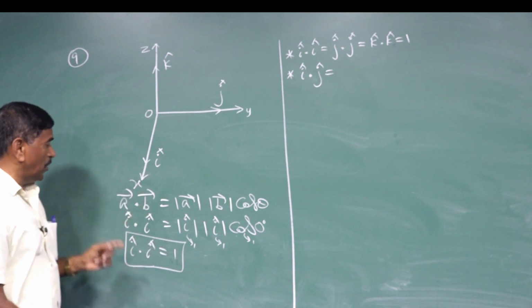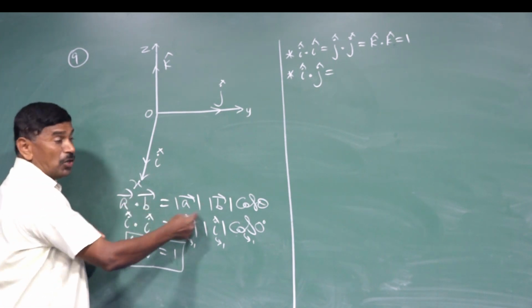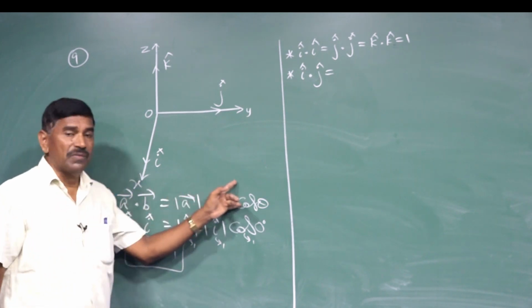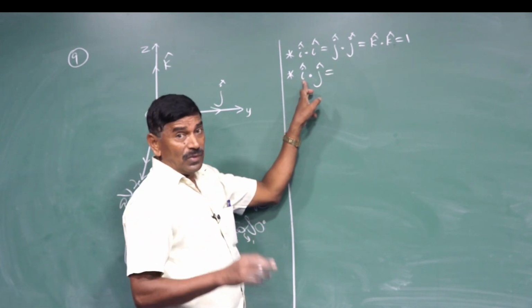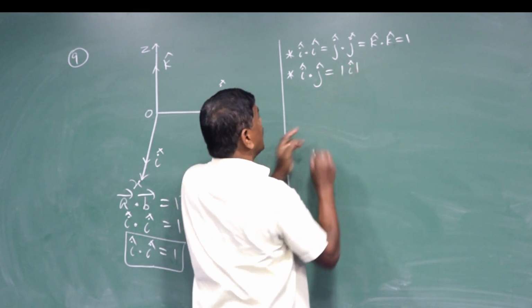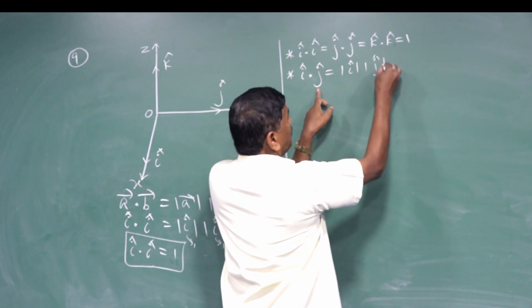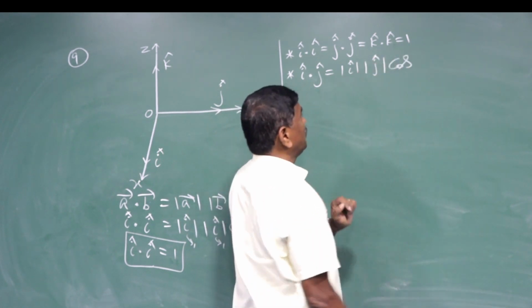By the definition of dot product, listen. A vector dot B vector is equal to modulus A vector into modulus B vector into cos theta. Every time we want to use the definition of dot product. That is very important. Which is equal to first one modulus i cap, into second modulus j cap, into cos theta.